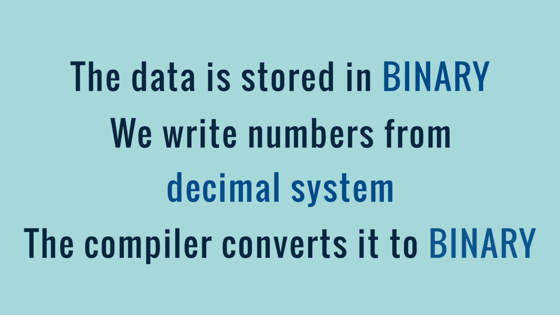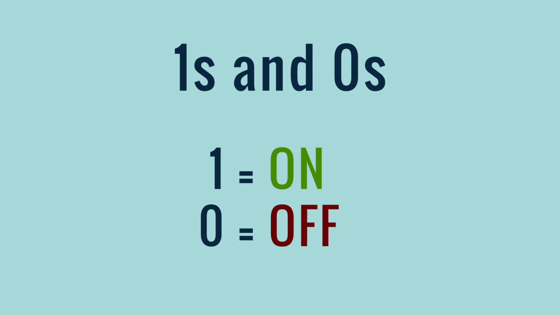Something you should know about binary is that there are only ones and zeros, because 1 means on and 0 means off. It is the language of the computer and your CPU only understands binary.